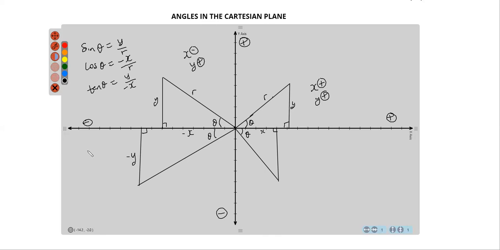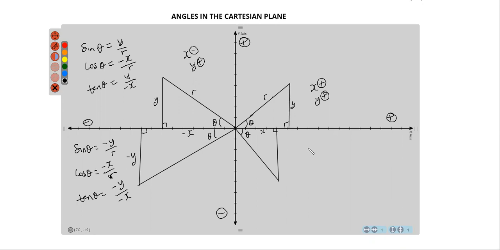So what you will see is that if you had to look for sine theta, it is going to be equal to opposite, which is negative y over r. What about cos theta? It's also going to be equal to negative x over r. And what about tan theta now? Tan theta will have to be negative y over negative x. That will give us a positive. That's why we are saying tan is positive in the third quadrant.